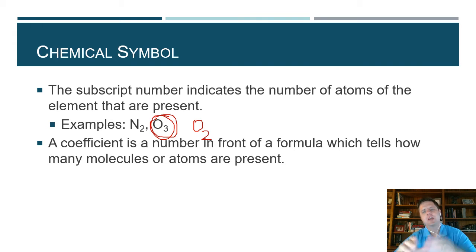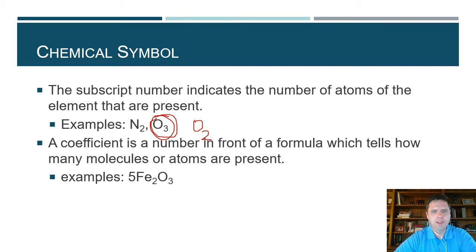Now, a coefficient is the number that's in front of a formula that tells us how many molecules or atoms are present. Examples would be something like this. 5 Fe2O3, iron oxide. So before we were talking about rust. So this would be a chemical formula, for example, for rust. So we have iron oxide. So notice that this 2 here says that we have 2 irons there, and we have 3 oxygens.